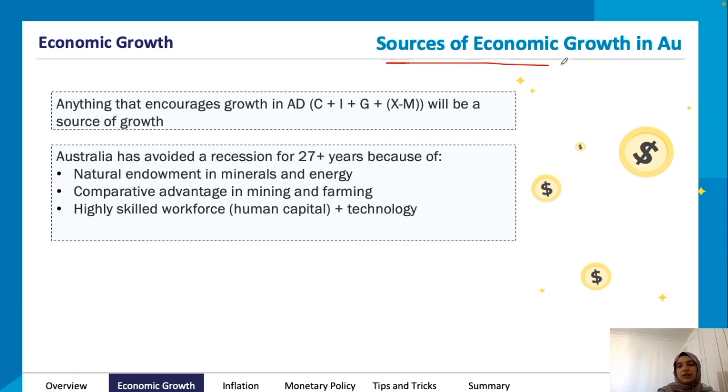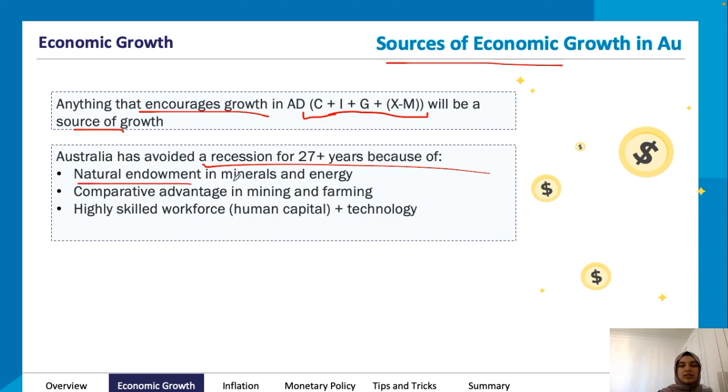So, sources of economic growth in Australia. Anything that encourages growth in aggregate demand, going back to our aggregate demand formula which we discussed earlier, will be a source of growth. Australia has avoided a recession for 27 plus years. Remember back to the world record we broke in 2020.